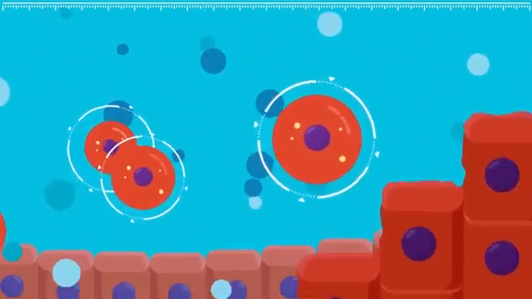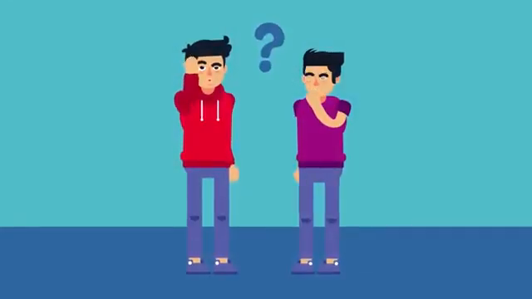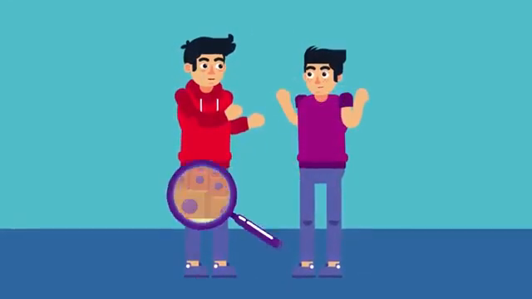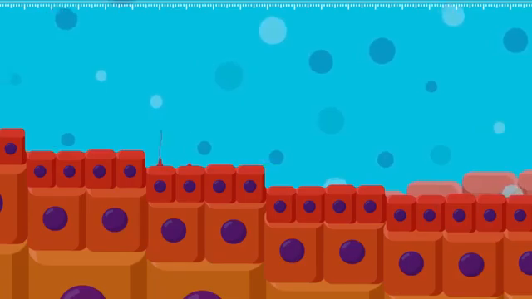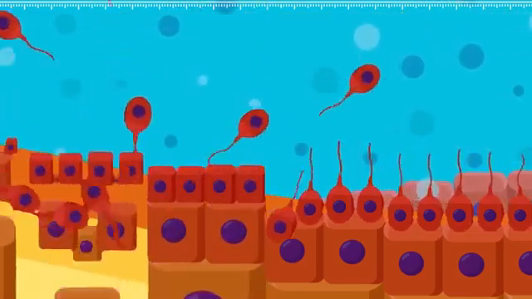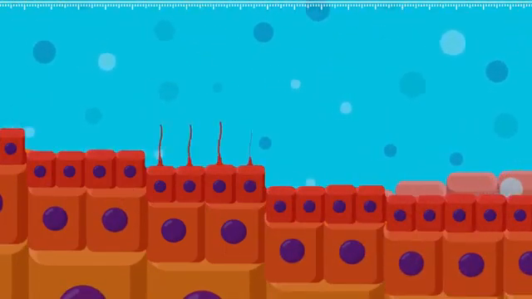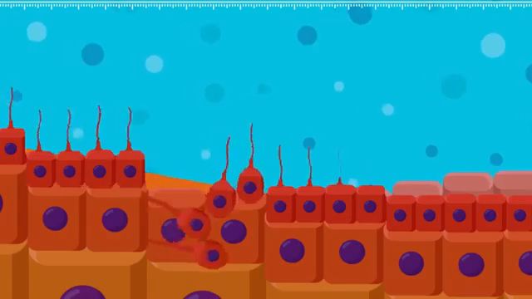The next important phase of cell cycle is meiosis. Have you ever wondered why you are different from your siblings? The answer lies within the amazing process of meiosis. What is meiosis? Meiosis is a process where a single cell divides twice to produce four cells containing half the original amount of genetic information.